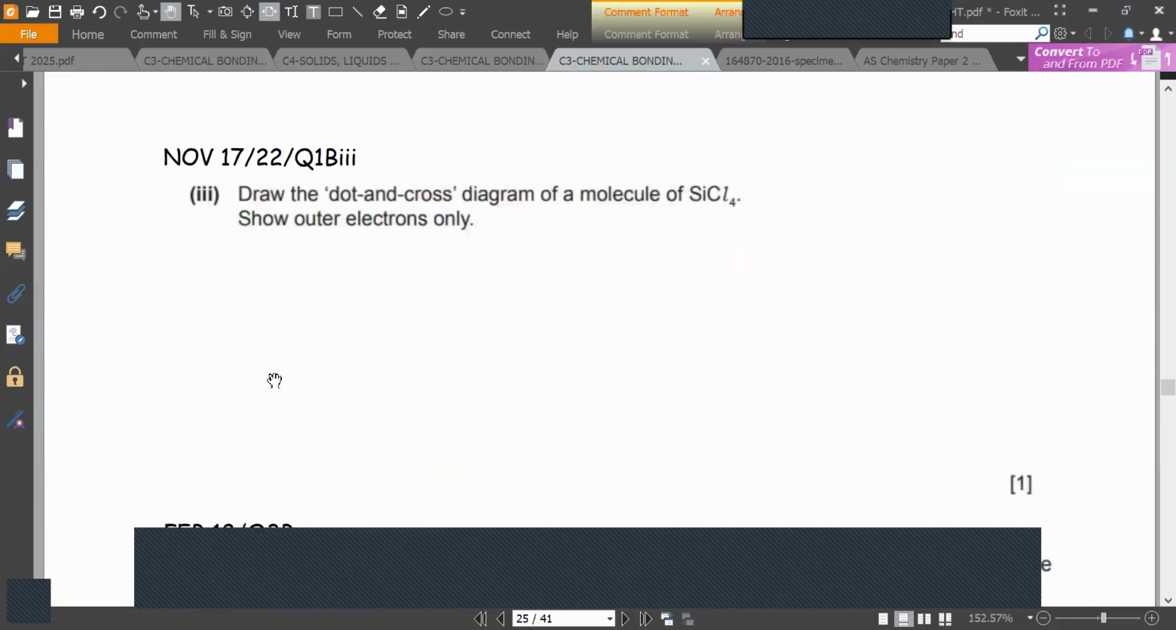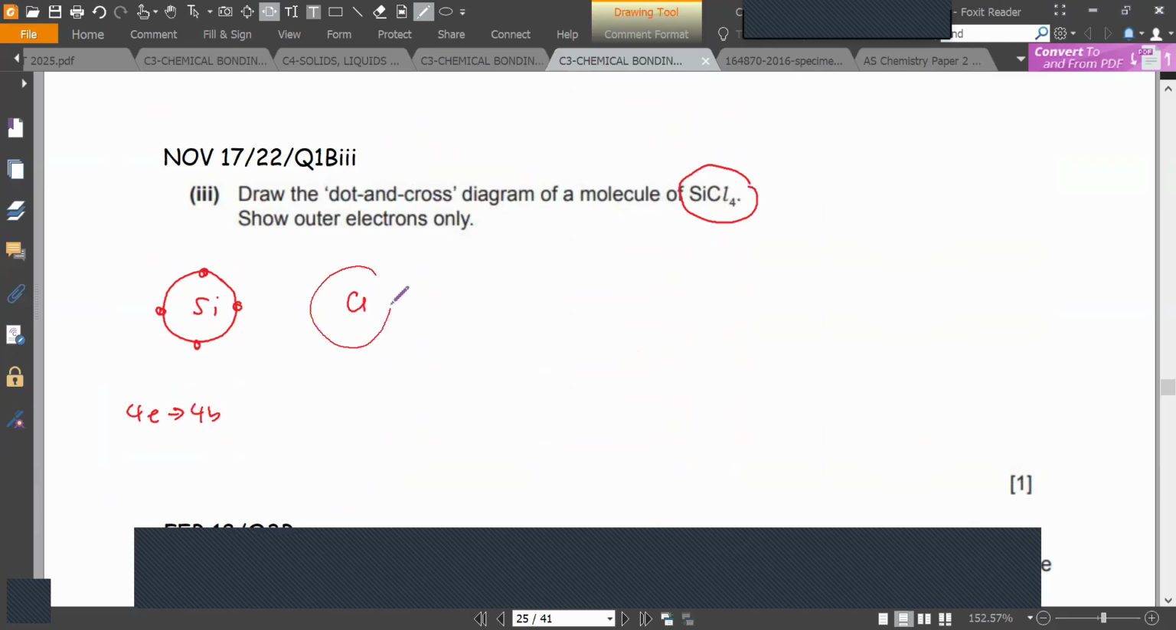Next, the dot and cross diagram of SiCl4. I think this one can be the last question. Si starts with 4 outer electrons, so it needs to form 4 bonds. Chlorine has 7 outer electrons, so it needs to form only 1 bond. So how it works is like this.